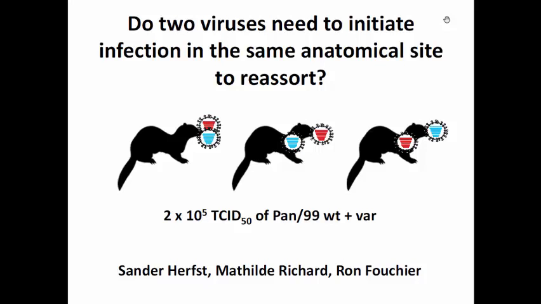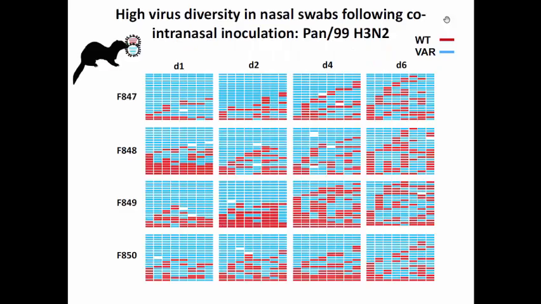Right, so we've compared intranasal co-inoculation to infection at approximately the same time, either intranasally or intratracheally. And here we're using our Panama 99 wild-type and VAER viruses. Again, we've also done this with the Netherlands 09, and we see similar results. All right, so first of all, the intranasal co-inoculation.